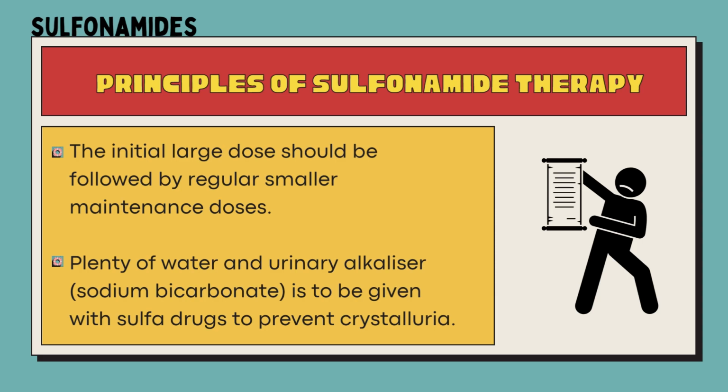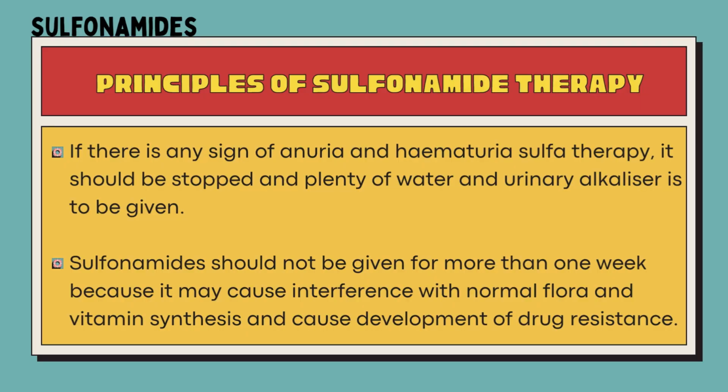The initial large dose should be followed by regular smaller maintenance doses. Also, plenty of water and a urinary alkalizer such as sodium bicarbonate are to be given with sulfa drugs to prevent crystalluria. If there is any sign of anuria and hematuria, sulfa therapy should be stopped, and plenty of water and urinary alkalizer is to be given.